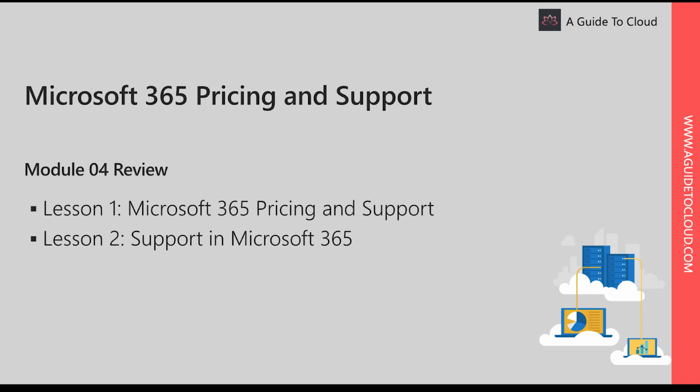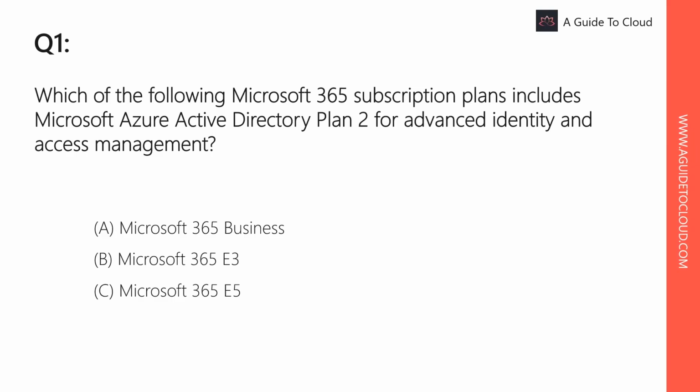In this section, we are going to go through the last module review questions. The last module was all around Microsoft 365 pricing and support, and how you can create and request Microsoft support if there are any Microsoft 365 issues. All right, let's look into the first question. Which of the following Microsoft 365 subscription plans includes Microsoft Azure Active Directory P2, or Plan 2, for advanced identity and access management? We want to understand which plan includes P2.